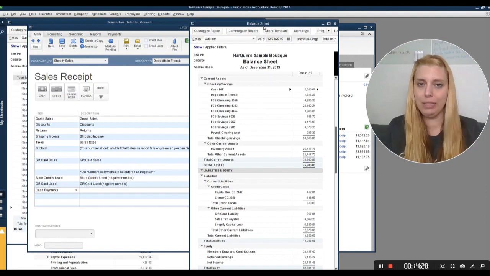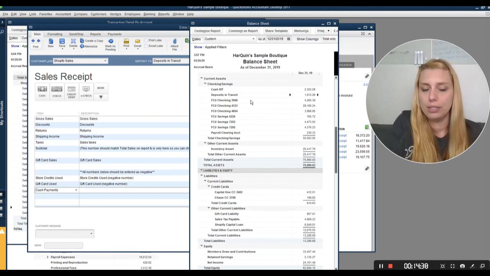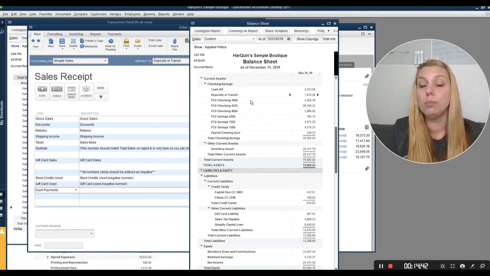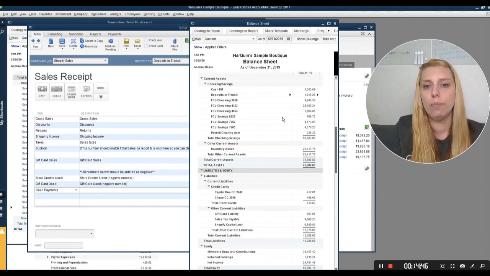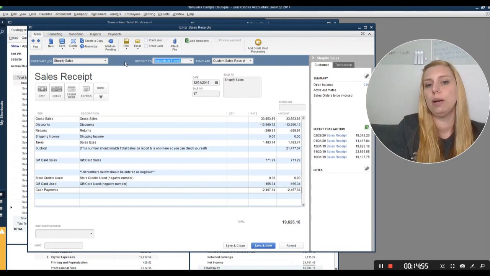So DIT just means deposit in transit, money collected but not deposited yet. So if you look right here, we have a deposit in transit. That's our regular deposit in transit. That's money earned but not deposited from Shopify, Comment Sold, PayPal, yada, yada, yada. So that's how we account for monies that haven't been received yet. That goes back into our big lump sum entry. You see it's being deposited to deposit in transit.